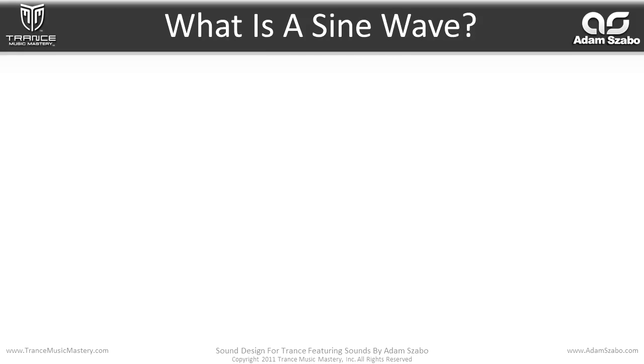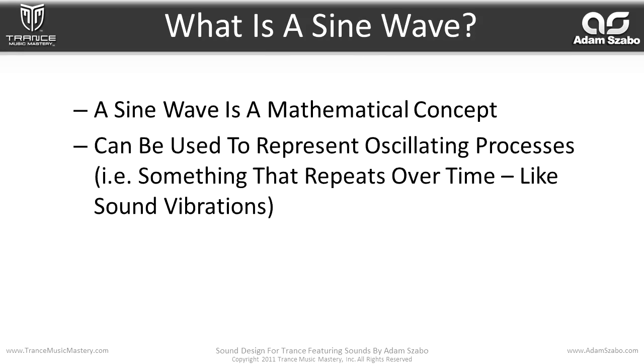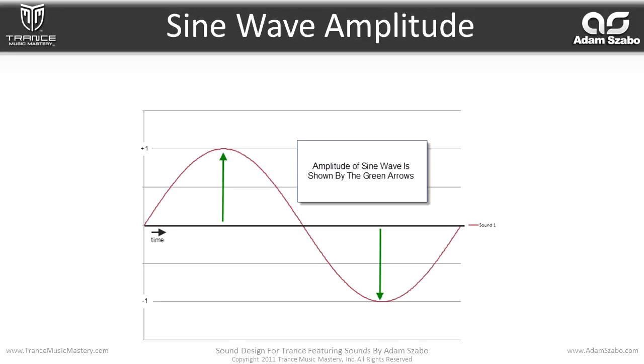So another question might be, well, what is a sine wave? Okay, well, a sine wave is a mathematical concept. This can be used to represent oscillating processes, in other words, something that repeats over time, like sound vibrations. So here's an example of a sine wave, and in this slide I'm showing one property of a sine wave, which is called amplitude. And I discussed some of this in one of the videos in the free series that you may have seen. The amplitude of a sine wave is shown in this slide by the green arrows. Okay, so it reaches a maximum of +1 and a minimum of -1.